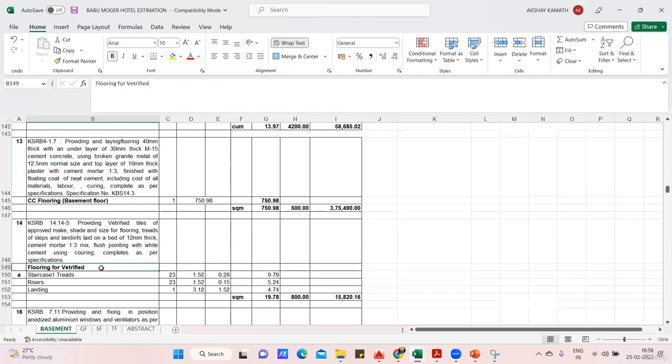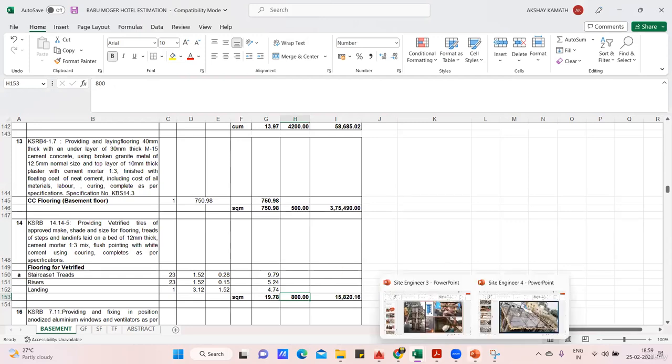Flooring for vitrified has been written. See here, providing vitrified tiles of approved make, shade, and size for flooring, bed mortar 1:3. But this contractor has not mentioned the size of the tiles, yet he's going to charge you 800 rupees per square meter. This contract is charging you 800. Earlier, it was 1200. In our SOR, it is 1400. Whichever you want, you can take it.